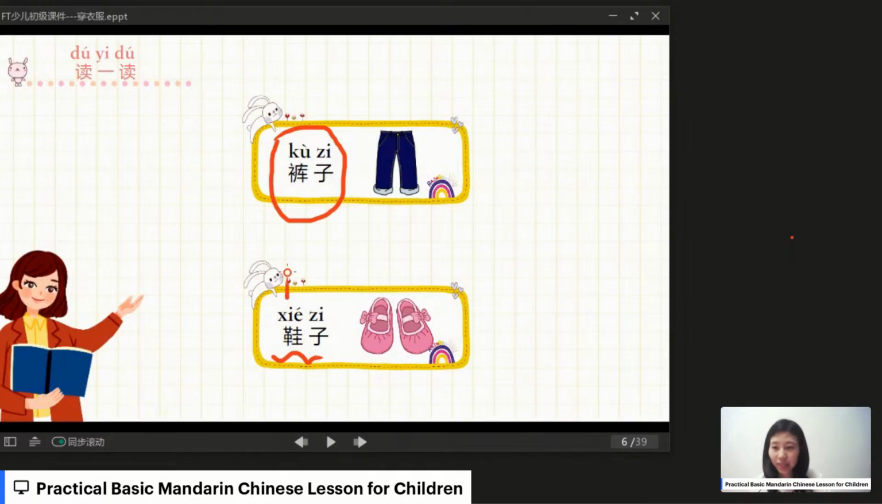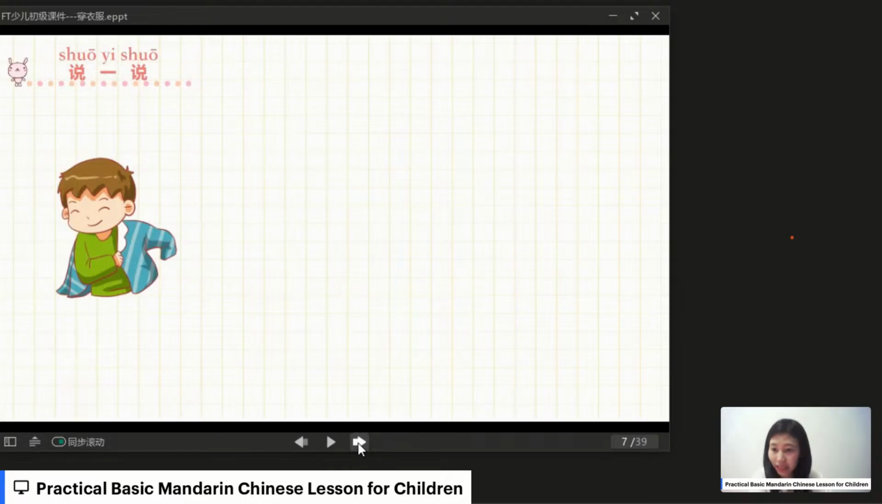The second word is 鞋子. You can see the first character is the second tone. We say 鞋子. 鞋子 means shoes, right? 鞋子. So one more time for these two words. Read after me. The first one is 裤子. Second, the second word is 鞋子. Okay, so let's do more practice with them.